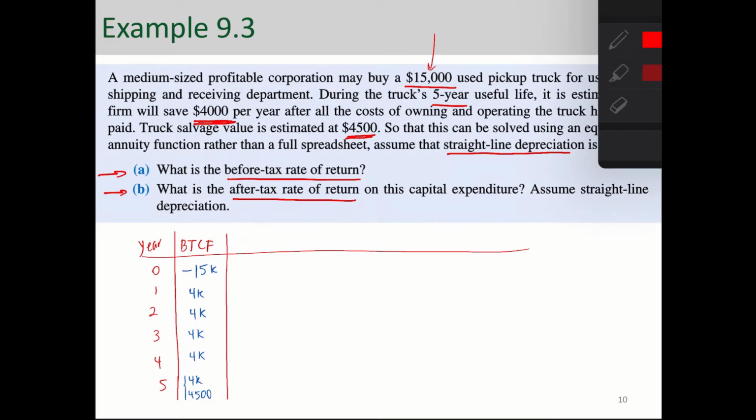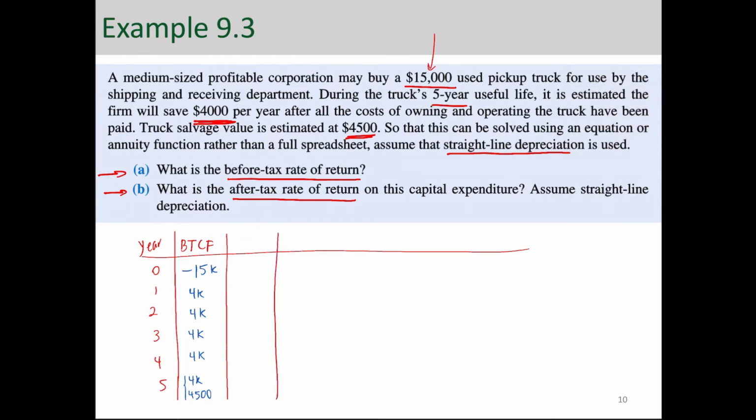And then in the next step, I'm going to calculate the depreciation, and I'm going to call that column depreciation. To calculate that using the straight line method, we know that that is cost basis minus salvage value over the useful life, and that is $15,000 minus $4,500 divided by 5. And when you calculate that, that is $2,100. So that is the depreciation that is going to be claimed for 5 years. I'm going to write that down here, $2,100 for 5 years.